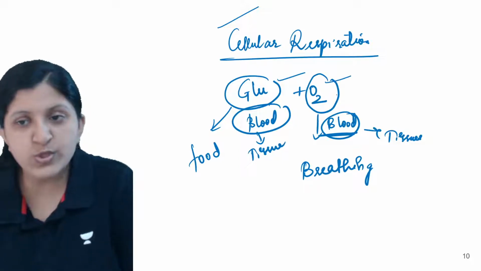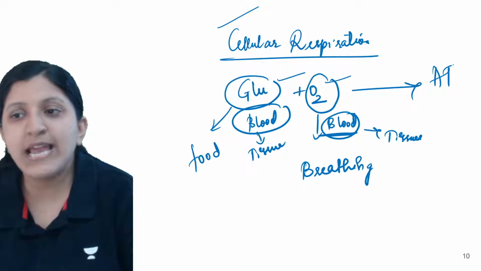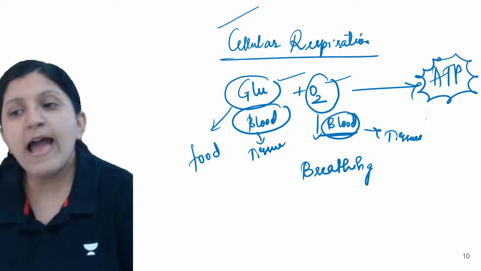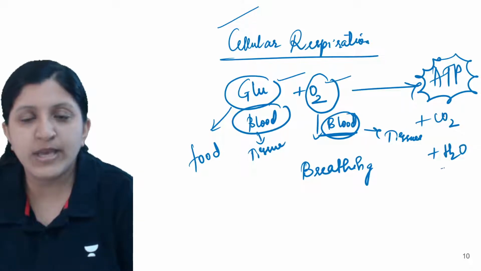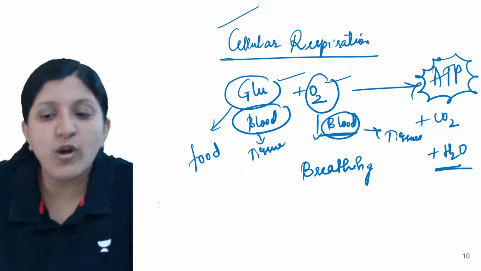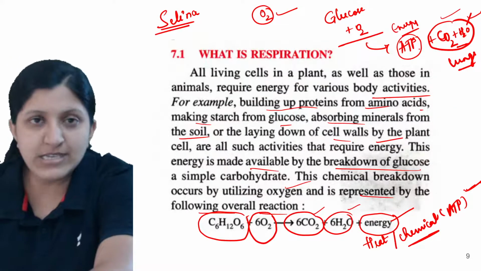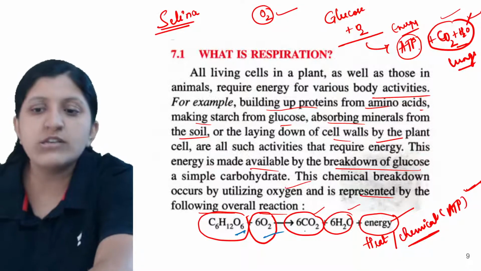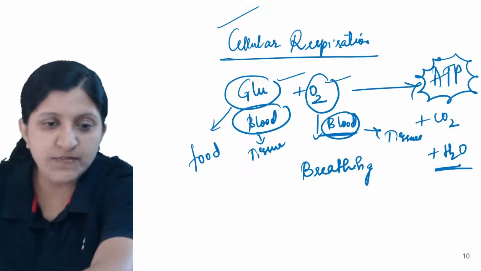With oxidation of glucose, the product formed is ATP, which we are interested in. Other than that, carbon dioxide and water are produced. This one is not a balanced equation, and here you can see the balanced equation: 1 glucose, 6 oxygen, 6 carbon dioxide, 6 water, and the energy formation.